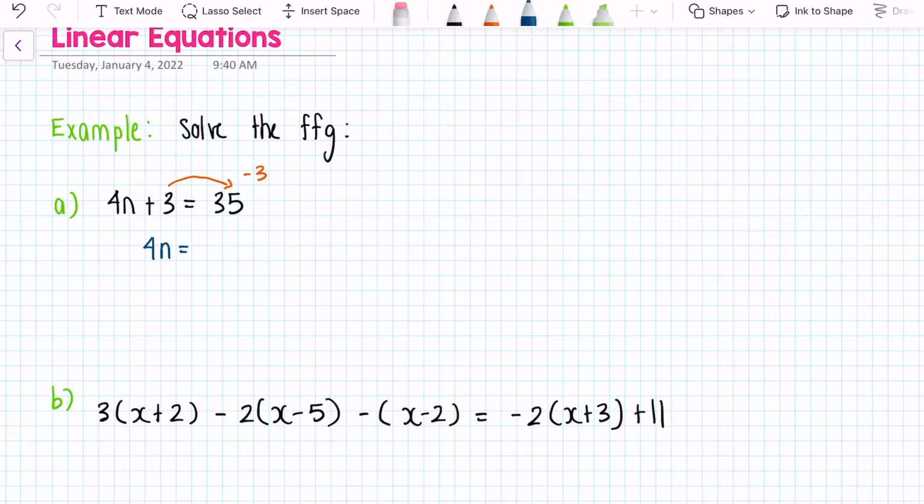So now we have 35 minus 3 gives me 32. Now we have 4n equals 32. The n is there, but it's still not by itself. It's being multiplied by the 4. So we now have to undo multiplication, and that is done by division. So we're going to divide by 4, and that gives us n equals 8.